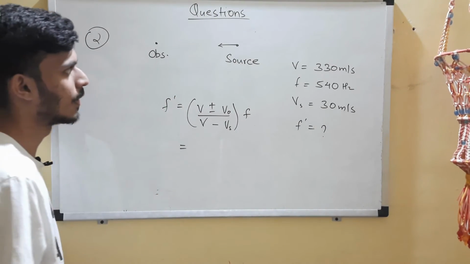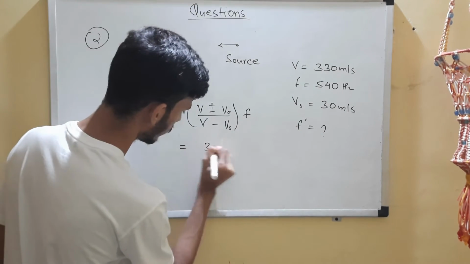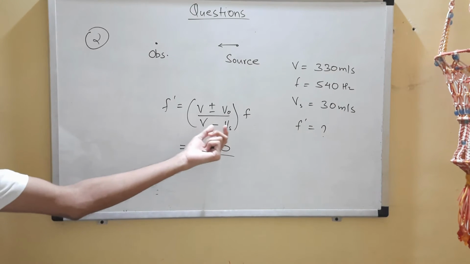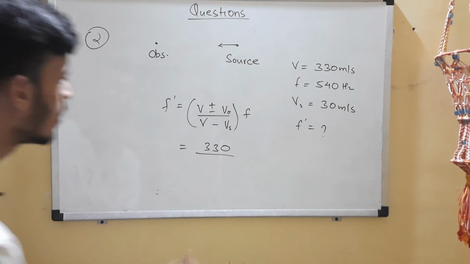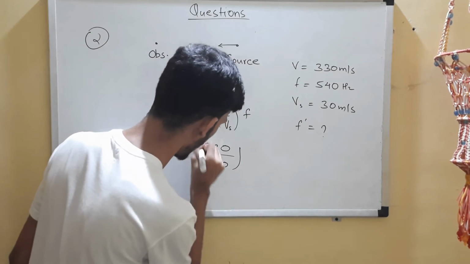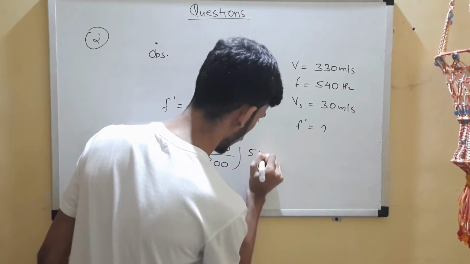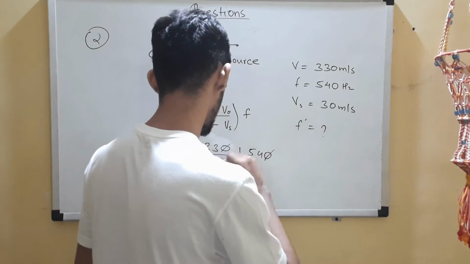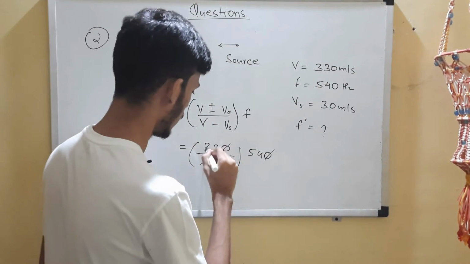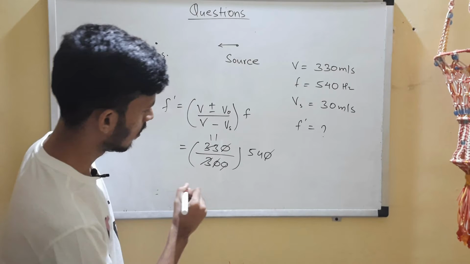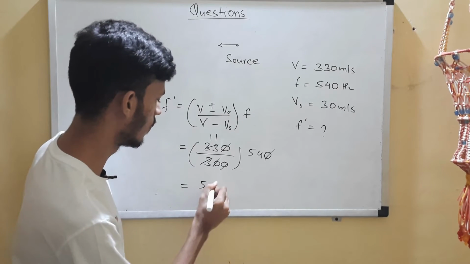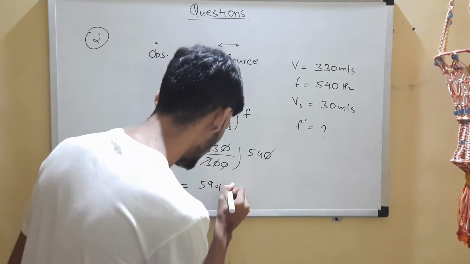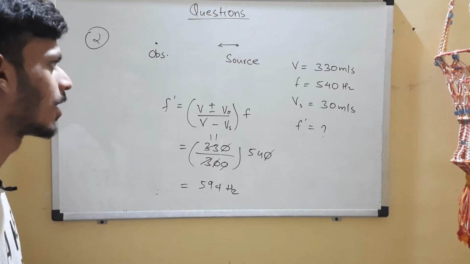So V plus or minus 0. V is 330, observer is at rest, so plus or minus 0. So 330 minus the velocity of the source, which is 30, so it will be 300 this time, and into 540, right? This and this can get cancelled. 3 11s are 33, and 54 into 11, that will be 594. Yeah, a little bit of math over there, and this is your answer, okay?